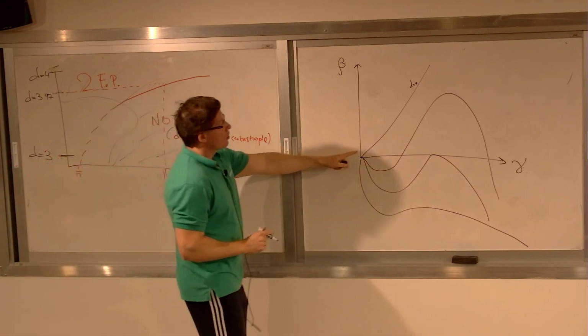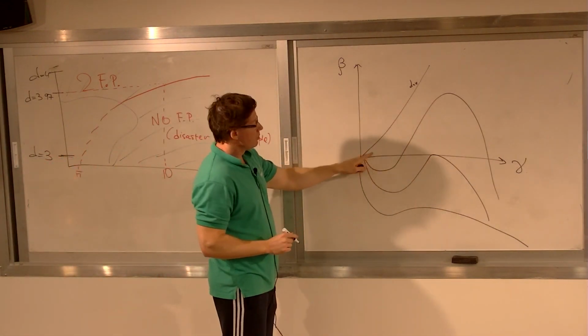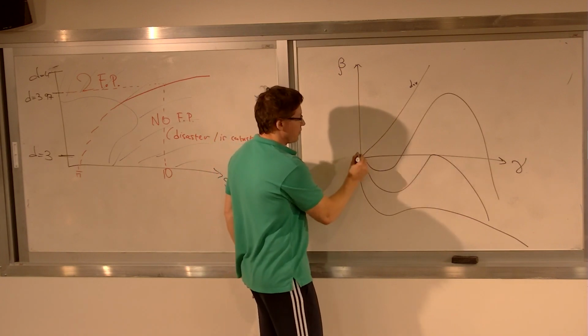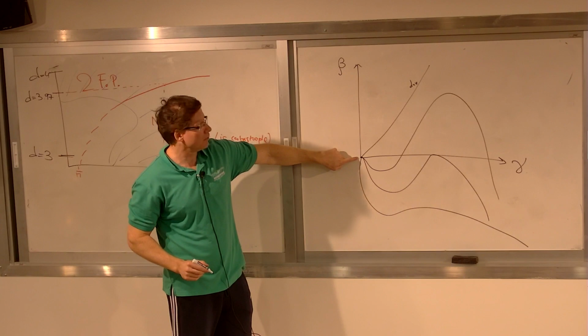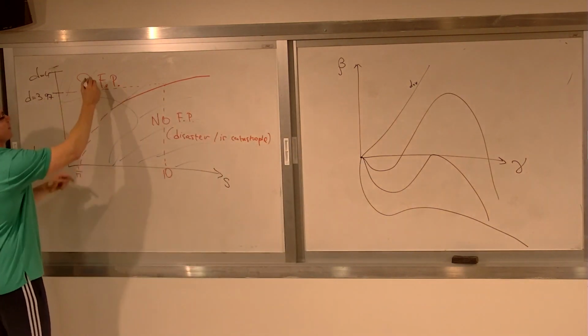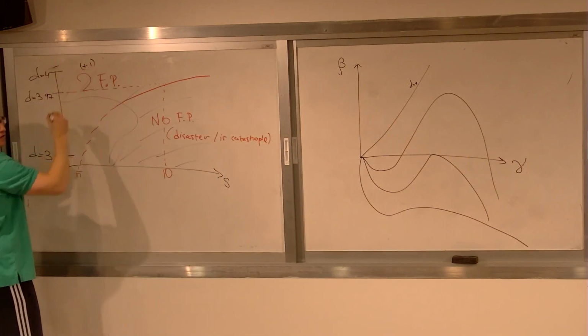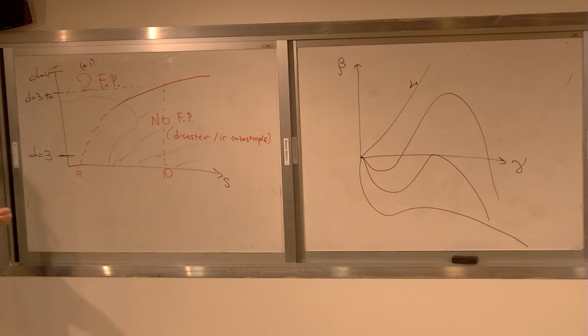When you go slightly below, there is of course the trivial fixed point where the spin is completely decoupled. The nucleus is completely decoupled. So when I said 2 fixed points, I should have said really 3 fixed points, because there is always the trivial fixed point. I meant 2 non-trivial fixed points. There is always the decoupled trivial fixed point.